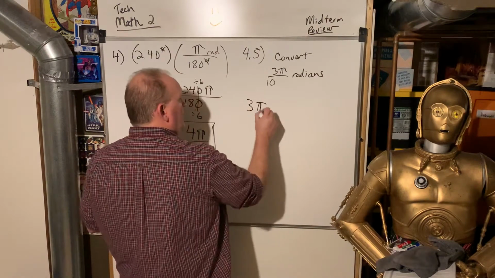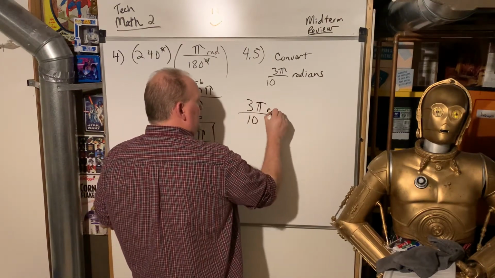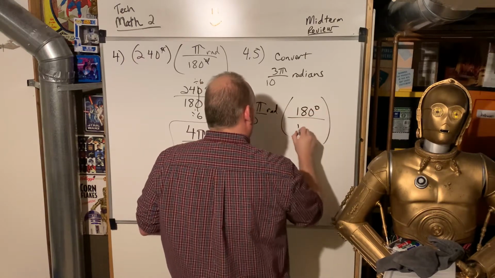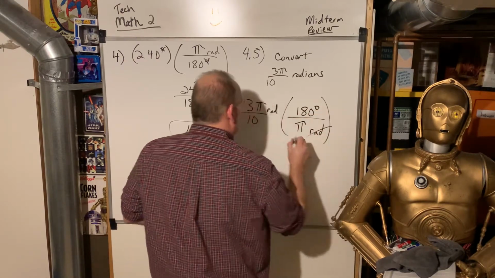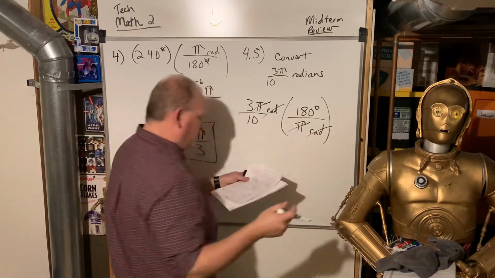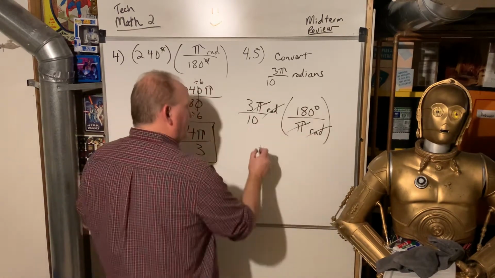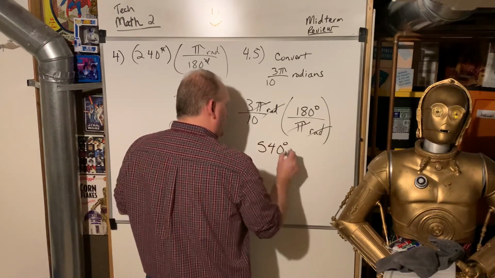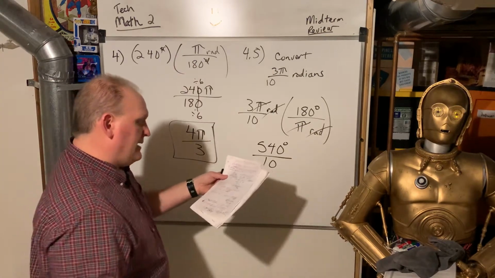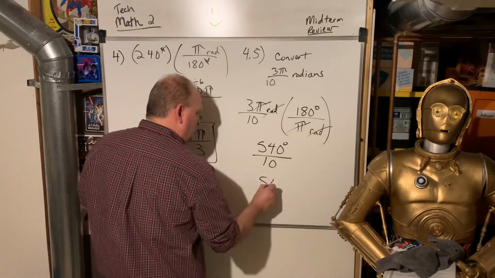That would be 3 pi over 10, and that's radians. And so I would multiply by 180 degrees over pi radians, and the radians would cancel, and the pi's would cancel. And so I'd have 3 times 180, that's 540 degrees over 10, and now I reduce that, and so it reduces to 54 degrees.